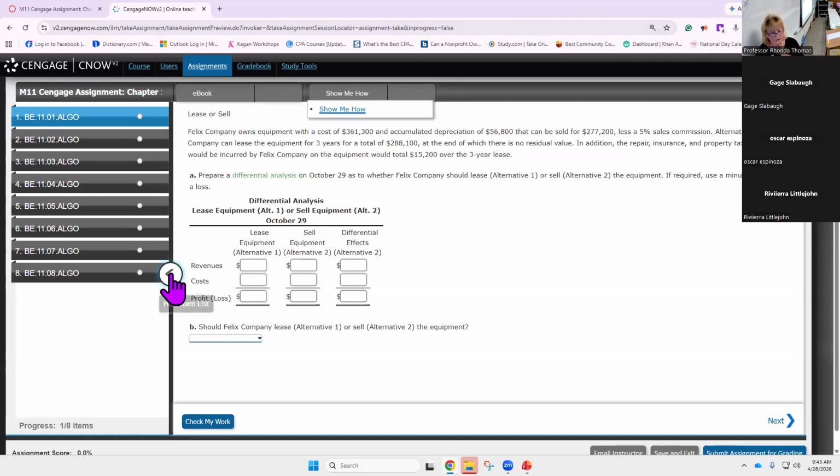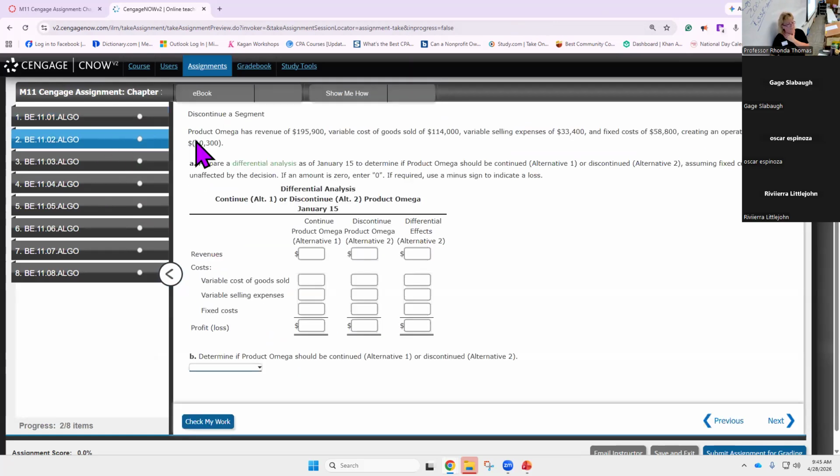Now, there's a couple of different decisions, so I'm just going to run through these real quick. Lease or sell. The second one is, do we discontinue a segment of our business? If a certain segment is showing a loss, should we eliminate it? And believe it or not, sometimes you don't, because even though it's operating at a loss, it's preventing us from having an even deeper loss in another way. Okay, so that's kind of the idea of looking at that.